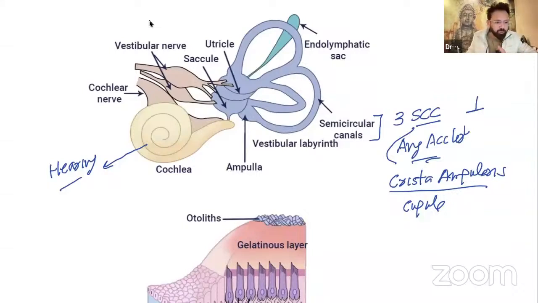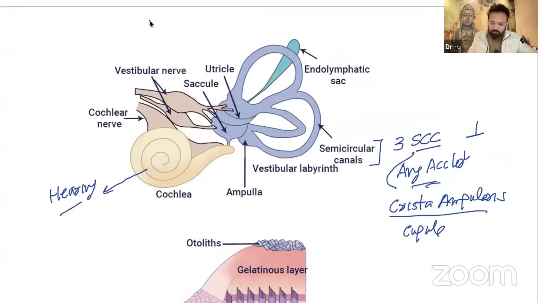Very good, Dr. Shiv Chaudhary. Posterior, lateral, and superior. Namaste, Asmit. Namaste. How are you? Okay.